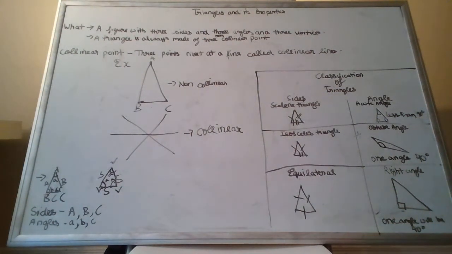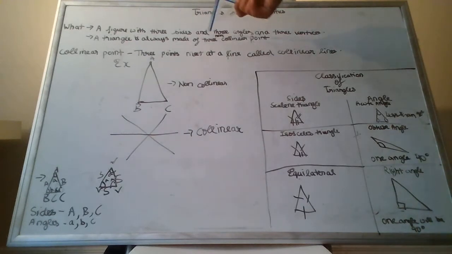Today we are going to start with a new topic, triangles and their properties. So what do you understand by a triangle and its properties? What is a triangle? A figure with three sides, three angles and three vertices.